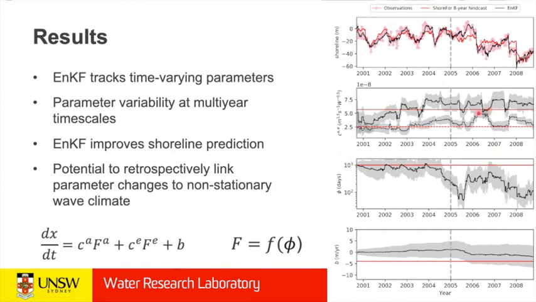So first of all, we can see that the ensemble Kalman filter is able to track time-varying parameters. This variability is tracked on multi-year time scales with some seasonal responses that are also out of the scope of this work. And most importantly, the ensemble Kalman filter is able to improve the model predictions, for example in these erosive periods here, because of the now time-varying parameters. So this offers the opportunity to potentially link these parameter changes to the non-stationarity in the underlying wave climate during this period of time.